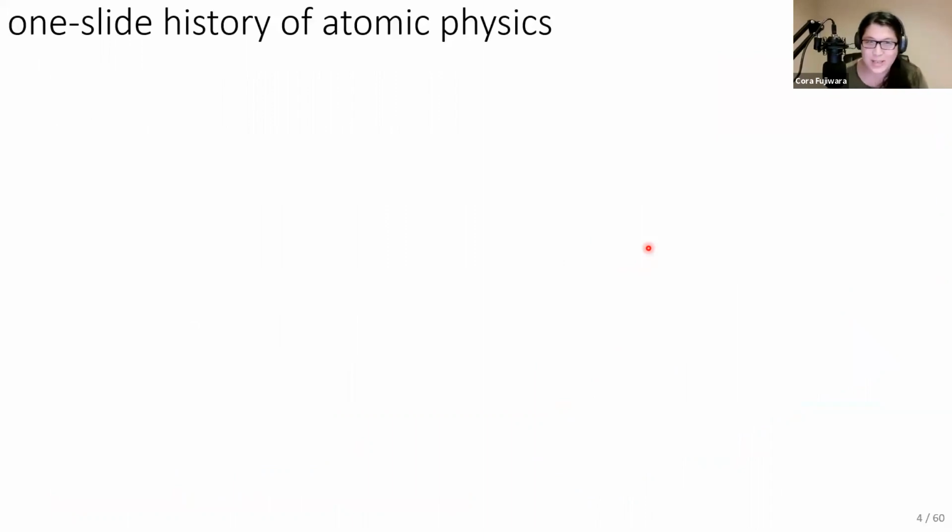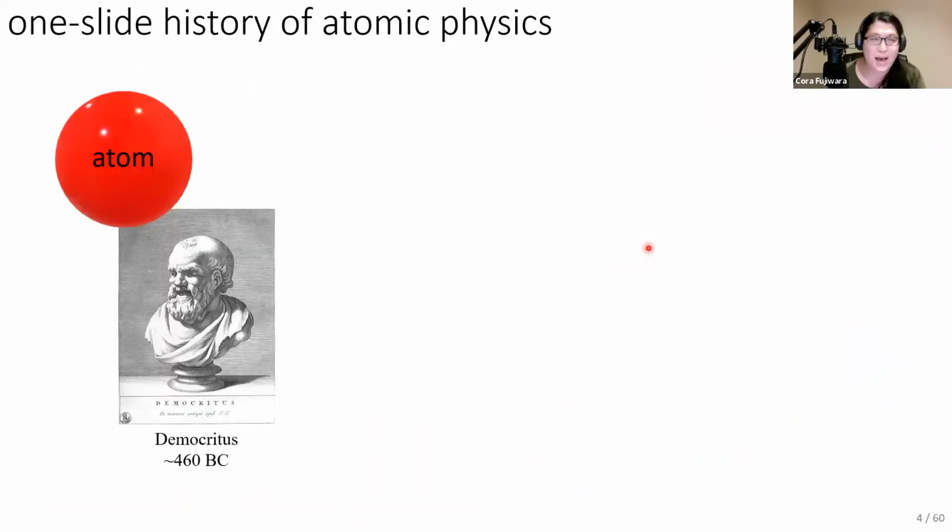So here's a one-slide history of atomic physics. As you're probably aware, the concept of atoms is really old. It dates back to the Greeks. There was this concept that you could take matter and divide it down into smaller and smaller constituent parts, and the smallest unit would be this sort of atom. This dates back to this fellow named Democritus.